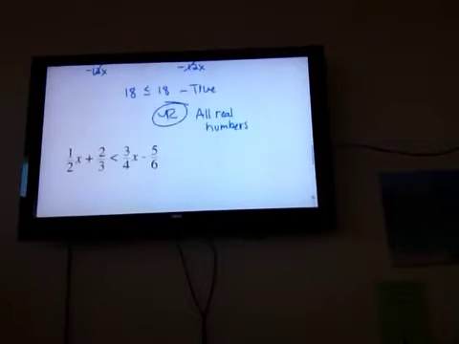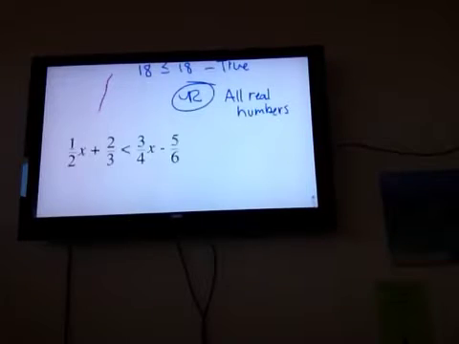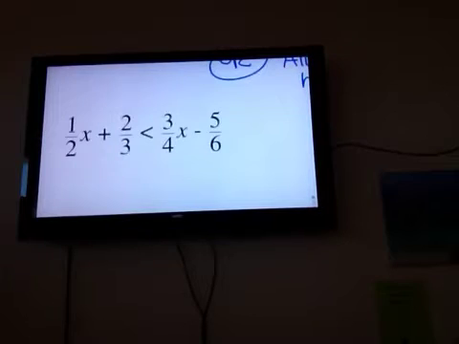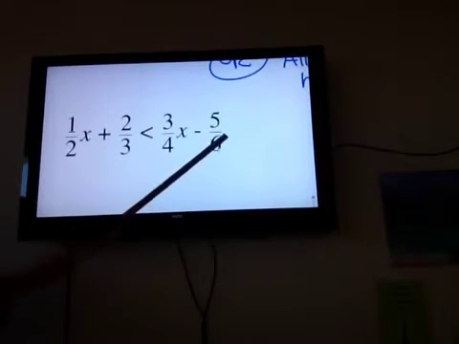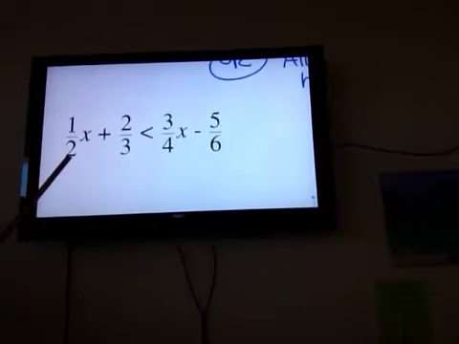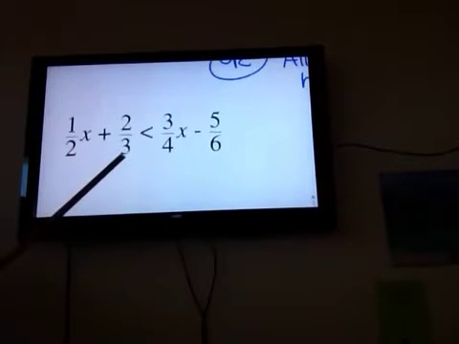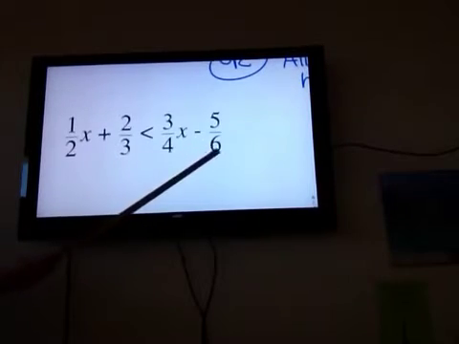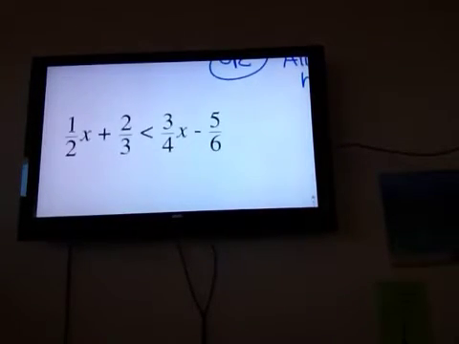I need an LCD. What is it? Connor, what is it? 12. It is 12. So let's talk about finding our LCD. You always go to your biggest number. And then you just ask, does 2 go into 6? Yeah. Does 3 go into 6? Yeah. Does 4 go into 6? No. So then I count by 6s. I go to 12. Does 2 go into 12? Yes. Does 3 go into 12? Yes. Does 4 go into 12? Yes. 12 is the LCD. So everything times 12.